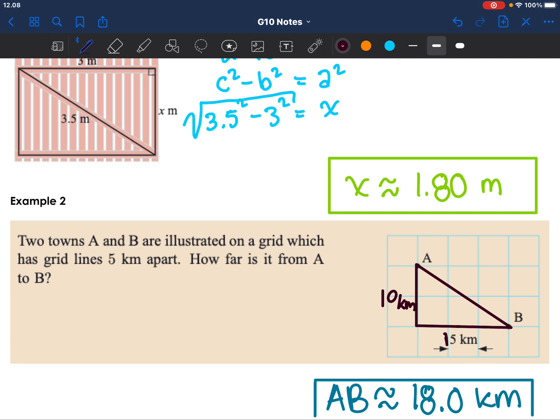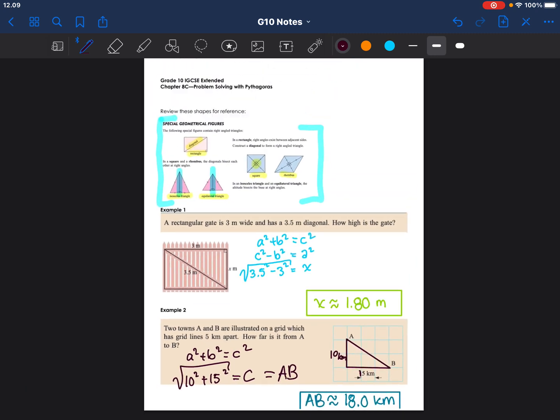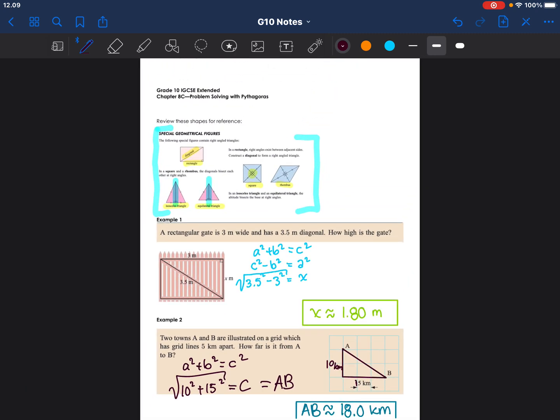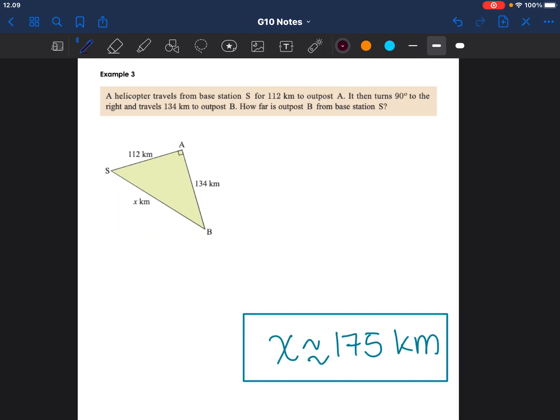And in order for us to find A to B, we need to do Pythagorean theorem. 10 squared plus 15 squared, square root that, and you will get c, which in this case is A to B. Approximately 18.0 kilometers. So that should be easy for you guys because we have been doing Pythagorean theorem since 8th grade. Alright, so example 3, go ahead and do that.